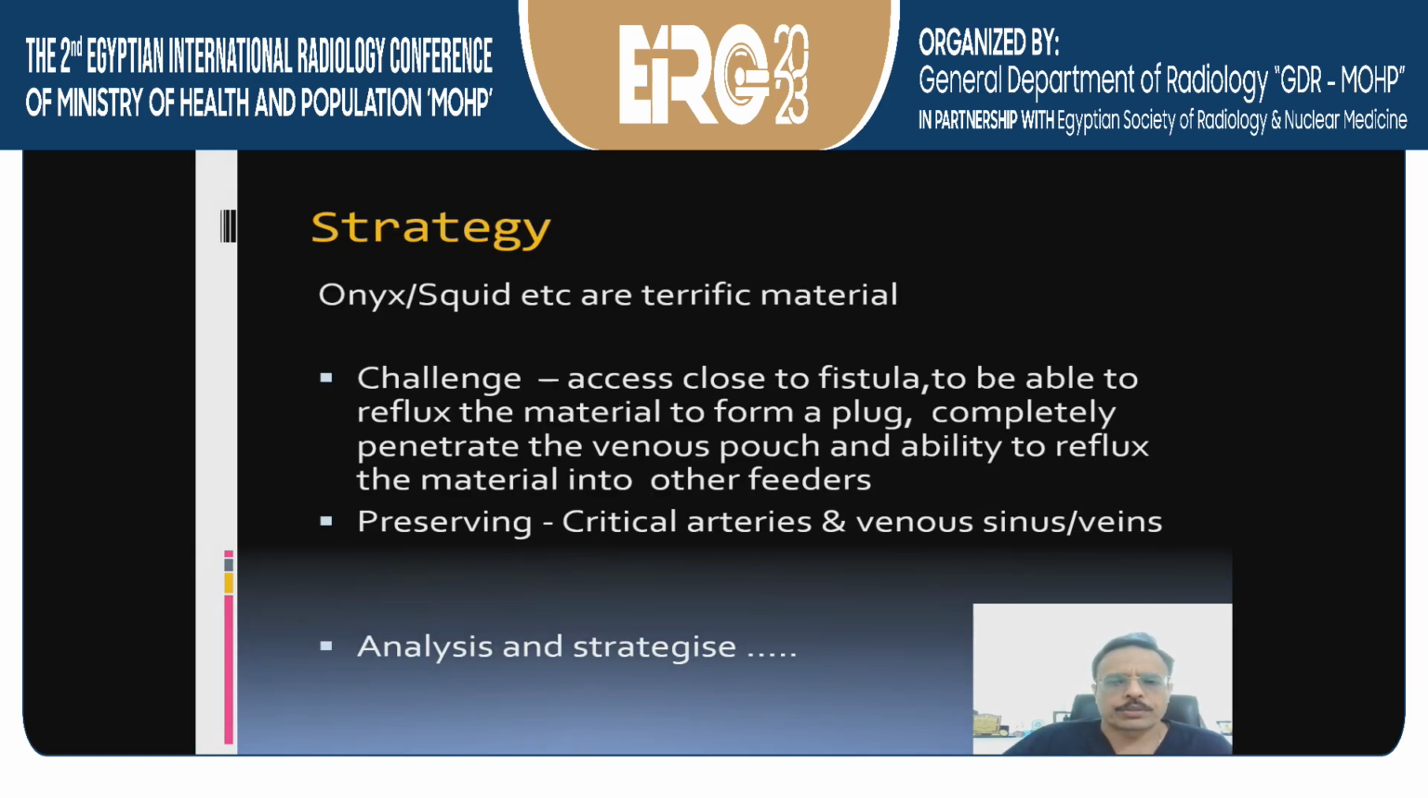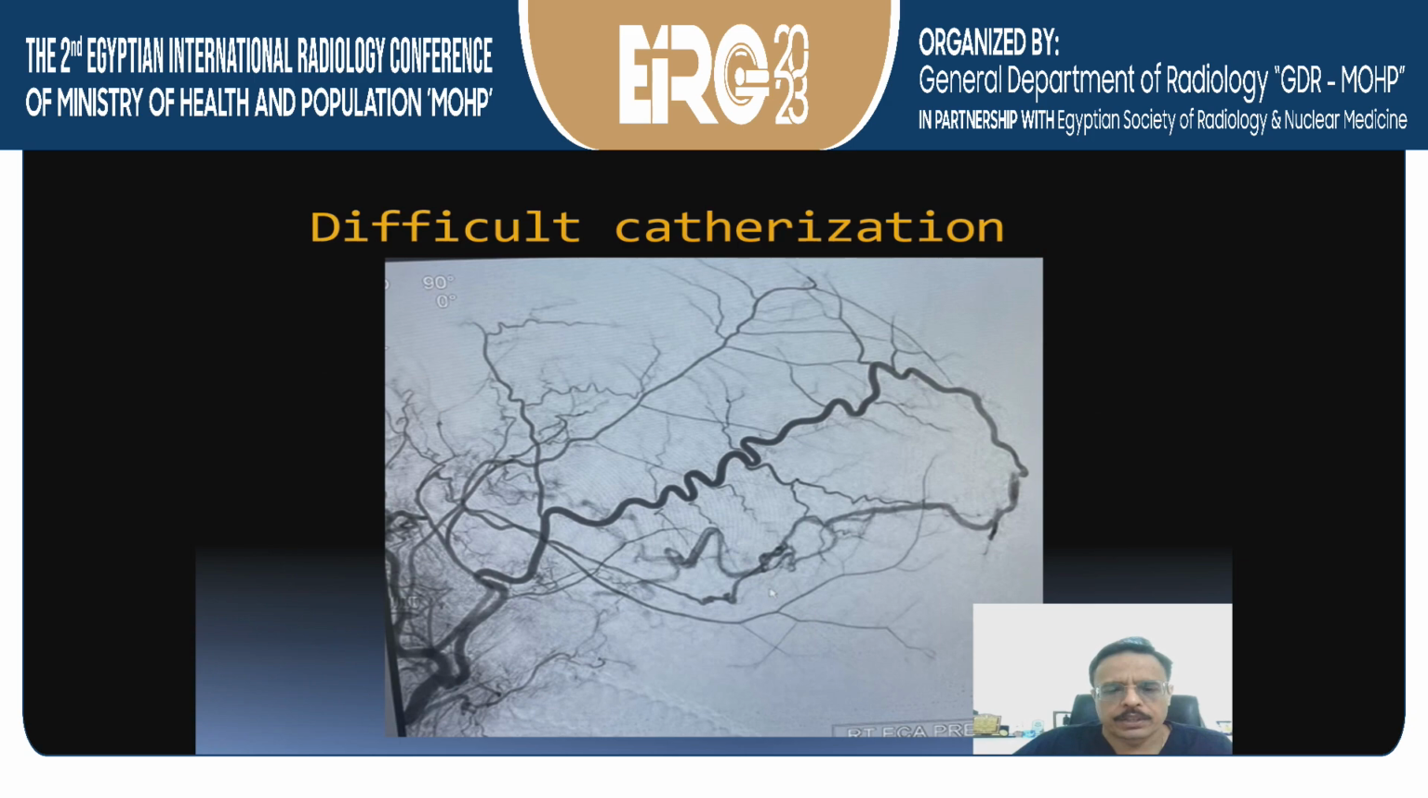So what is the strategy? Onyx and Squid are terrific materials. The challenge is that we have to go close to the fistula, and then we can form a plug and completely penetrate the nidus, including the vein, while preserving the normal structures. So analysis and strategy is important. Now let me go to a more complex case.